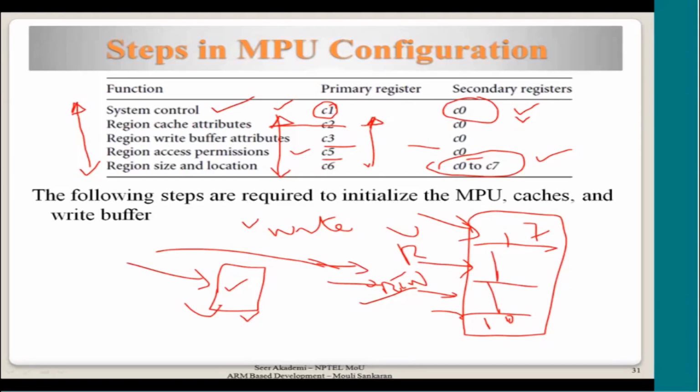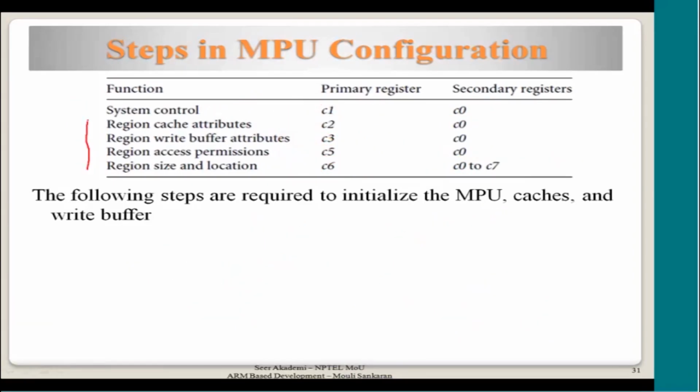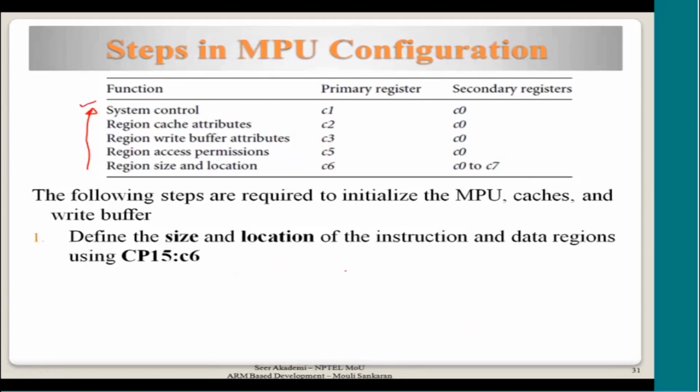The whole thing will fail. So first decide what each region is and how it is going to behave. What is the behavior we expect? All that we decide based on writing into this register, and then at the end we enable the MPU. Till then the MPU will not be active. It won't look at the addresses coming on the bus. It won't even recognize any regions. So you can start filling the values here.